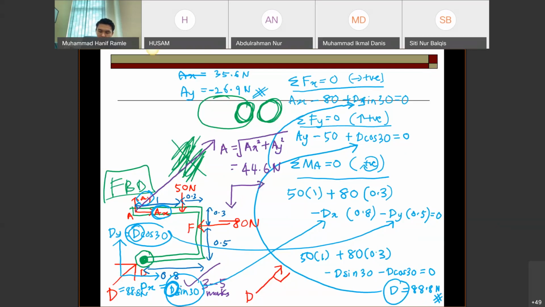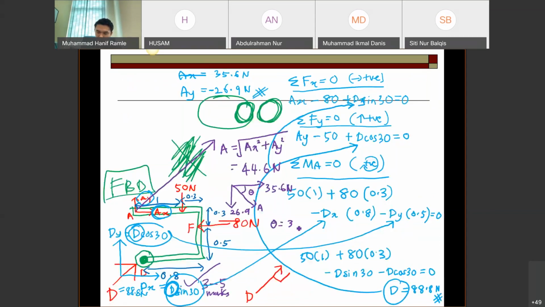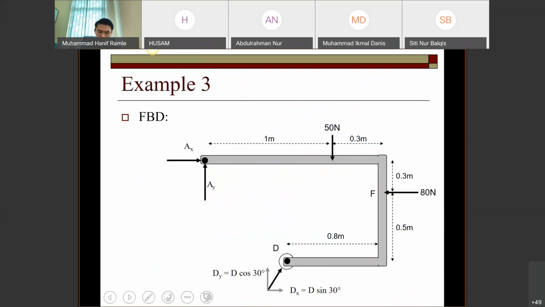And then of course you can get the angle there. Since the AY is negative, it's pointing downwards. This one 35.6, this is your A, and then this is your theta. So you will get theta equal to 37.1.